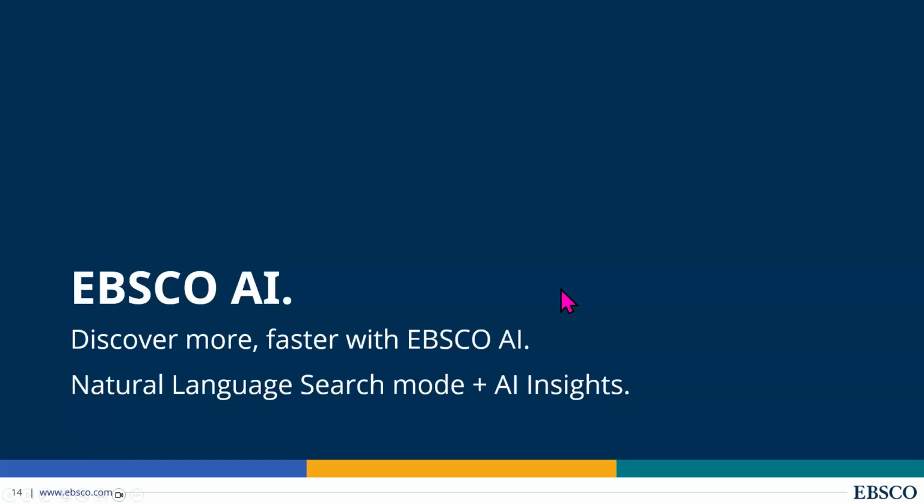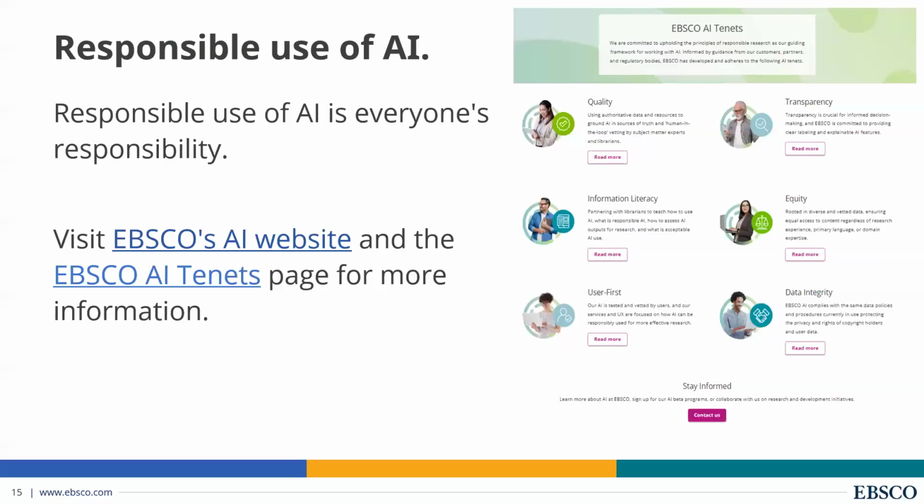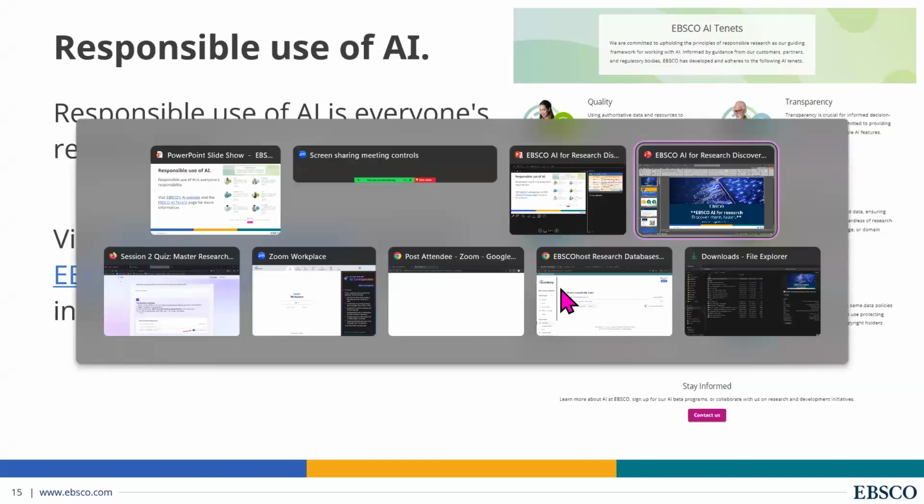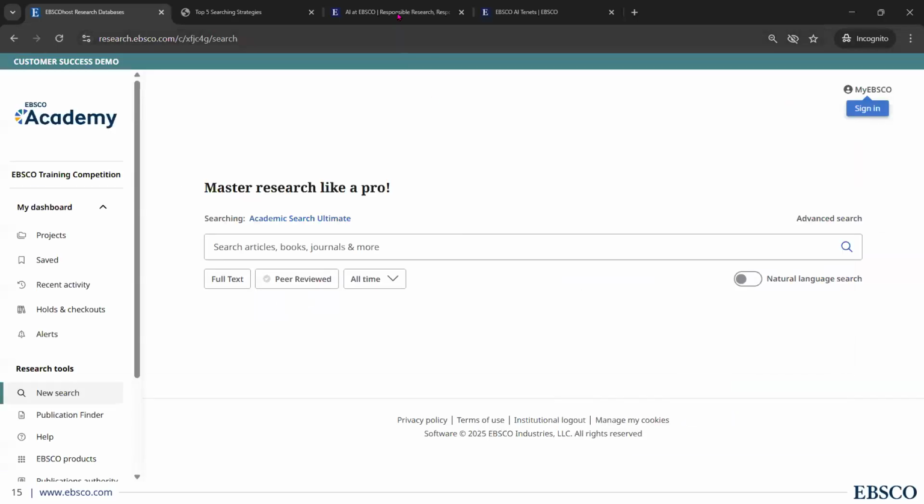I'm going to move on now to EBSCO AI. So with EBSCO AI, we're going to be looking at 2 AI tools, natural language search mode and AI insights. And both of these are designed to help you discover more faster. Now, before I go too much further, I just want to mention in terms of AI, responsible use of artificial intelligence is everyone's responsibility. So EBSCO has a couple of really great resources. I have linked them into the slides, but I will just take a quick segue out to show you the site.